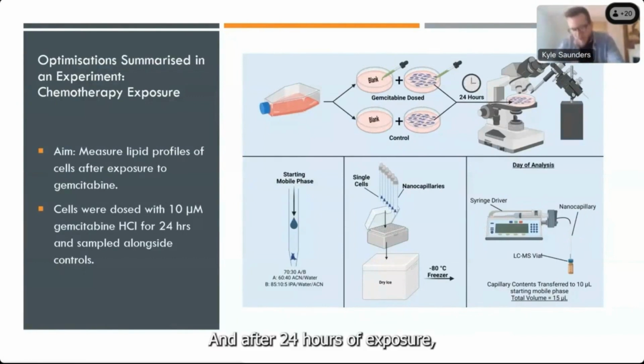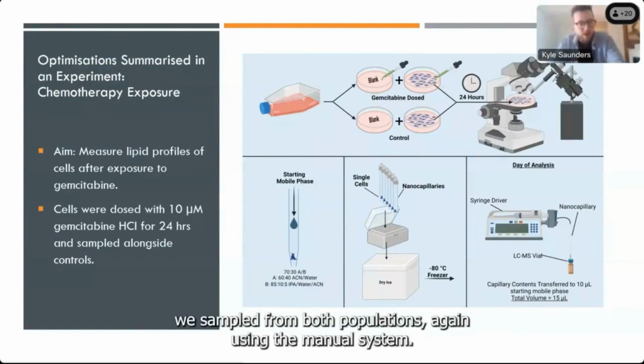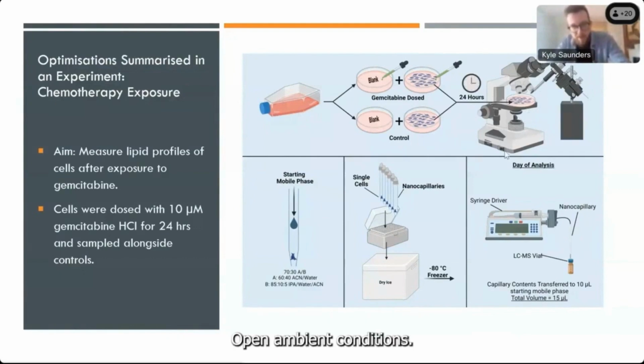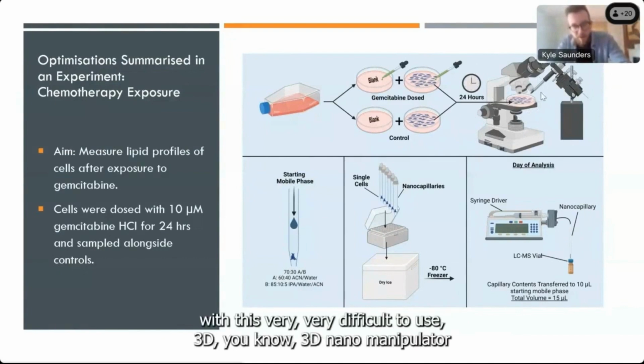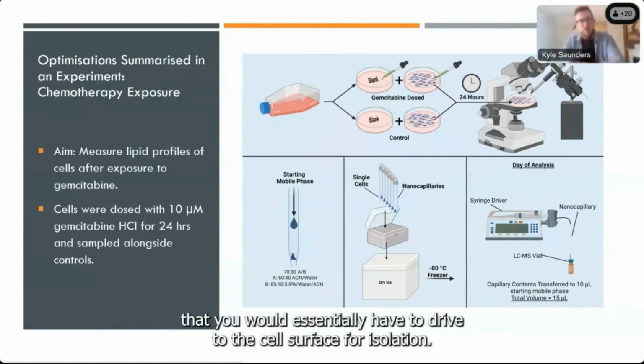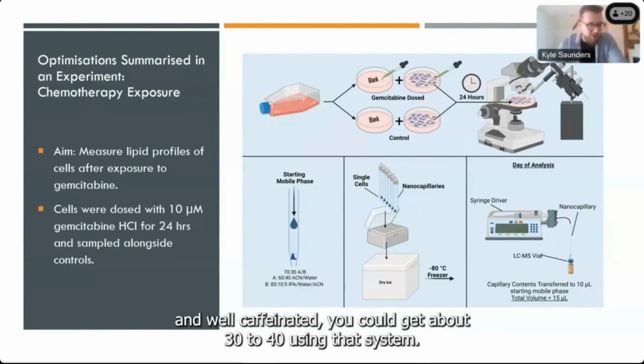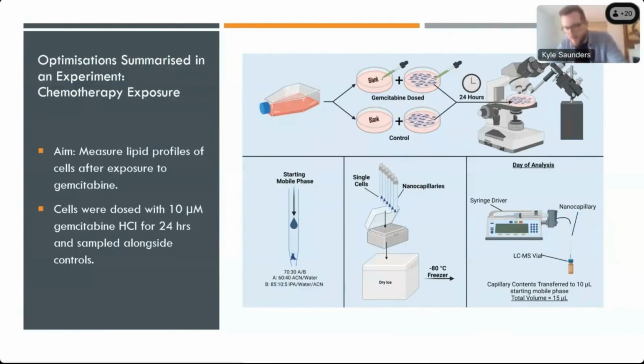And after 24 hours of exposure, we sampled from both populations, again, using the manual system. And you can see this is a pretty normal microscope here, open ambient conditions, with this very, very difficult to use 3D nanomanipulator that you would essentially have to drive to the cell surface for isolation. So once you've sampled those cells, and if you're quite well fed and well caffeinated, you could get about 30 to 40 using that system.